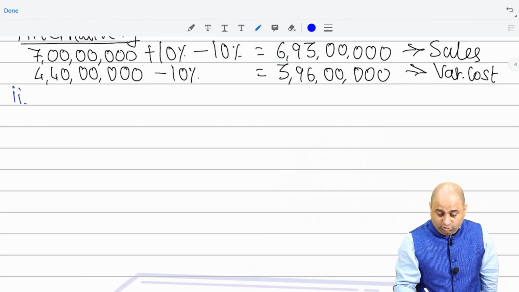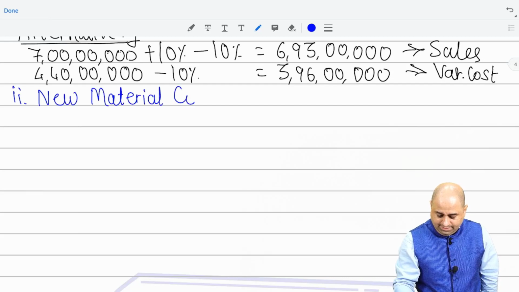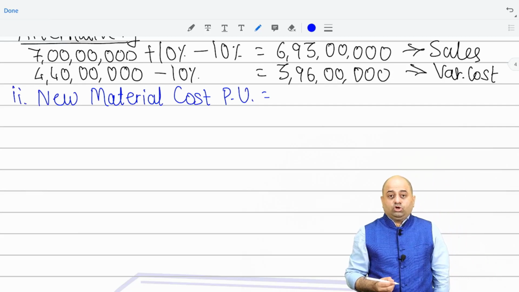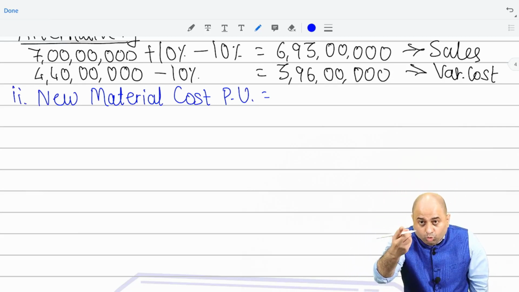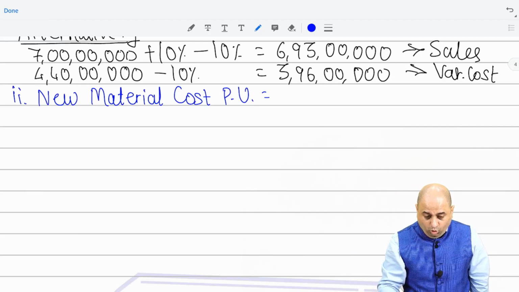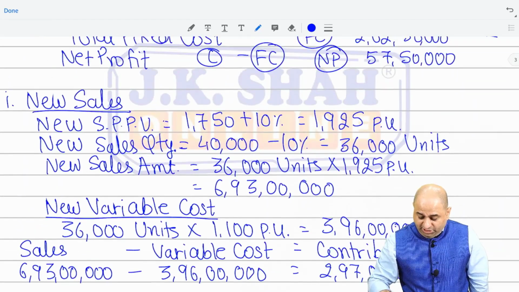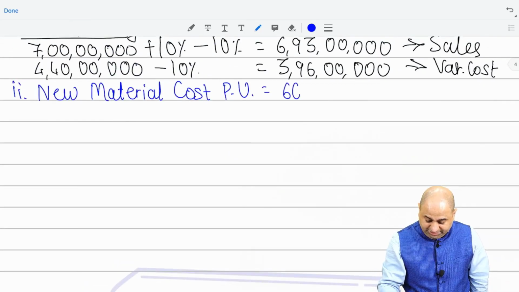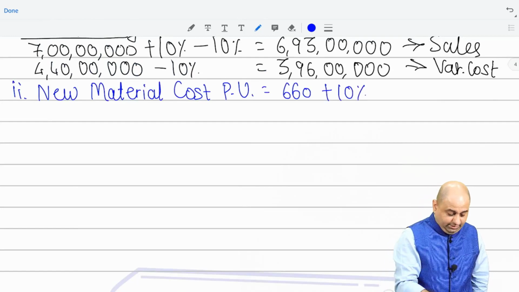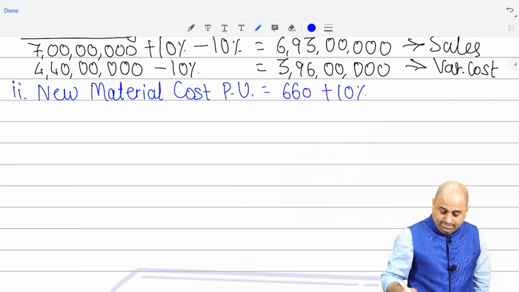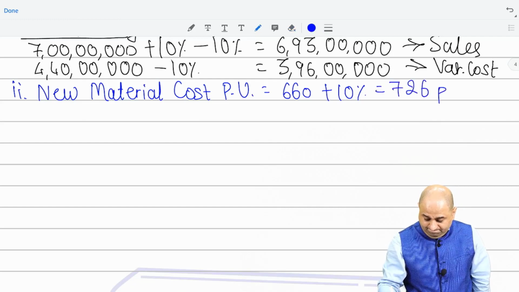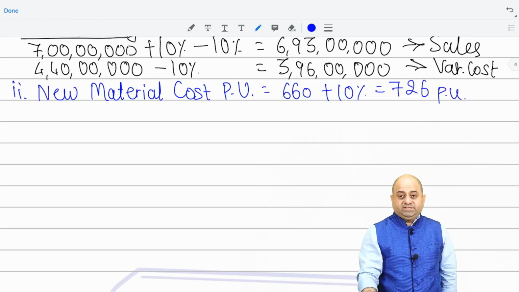what you are told, material cost will change, so new material cost per unit will be equal to, you are told that 10% rise, so present material cost is 660. So 660 plus 10%, 726 per unit. It is 726 per unit.